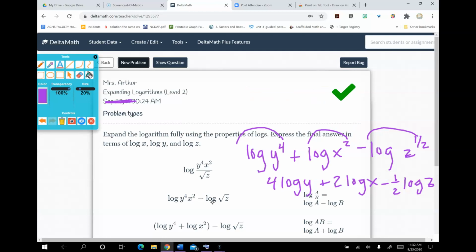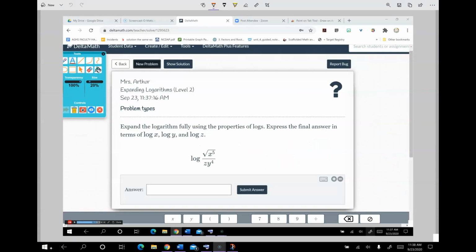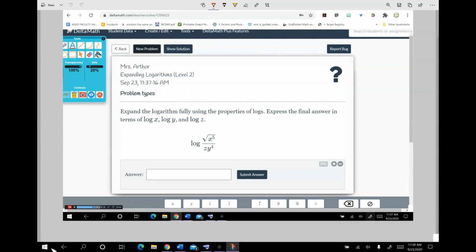All right. So I took a screenshot of the next one. Okay, so the next one's just, it's a little different. Okay, but we got this. All right, so just remember your rules. All right, so there's 3 components here, so I'm going to write 3 logs. So I've got log of the square root of x to the 5th, and then I have log of z, and then I have log of y to the 4th.